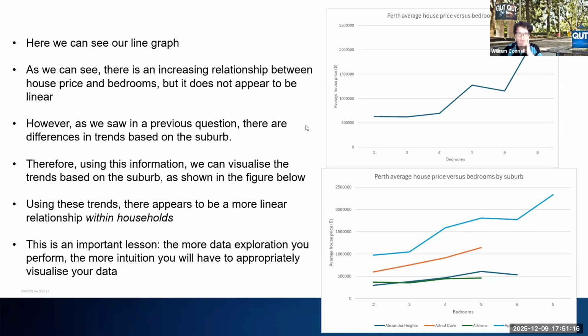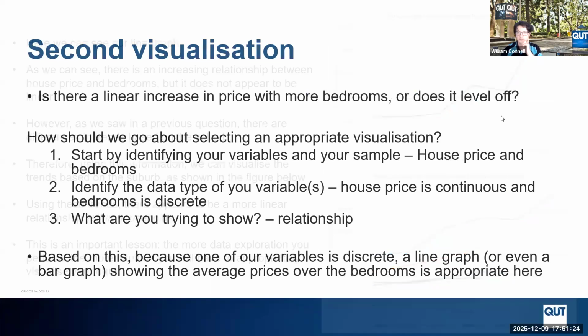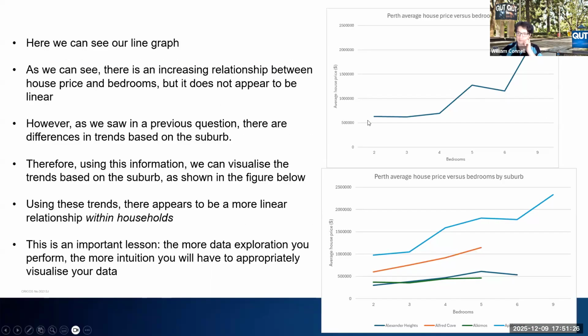The second part of our question was that we were interested in whether it levels off or not. So not only is it not linear, it also doesn't level off. It looks as though it's increasing, like the rate at which it increases with the bedrooms, right? It's not linear, it's more of a curve. Okay.